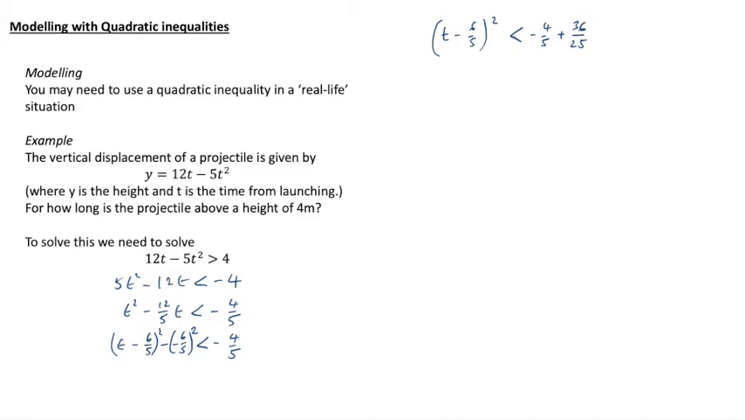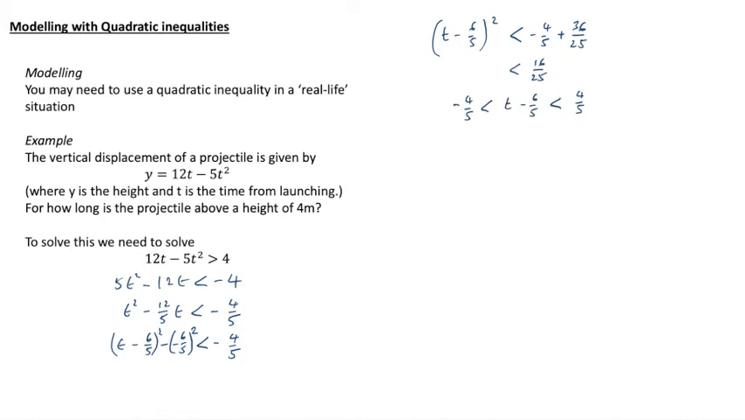Well, minus 6 over 5 squared is 36 over 25, so that was subtracted on the left hand side, so when we add it on to both sides we get this. T minus 6 over 5 squared is less than minus 4 over 5 plus 36 over 25. By recognising that 4 over 5 is 20 over 25, that gives us minus 20 over 25 plus 36 over 25, which is 16 over 25, which is rather convenient because both of those are square numbers.